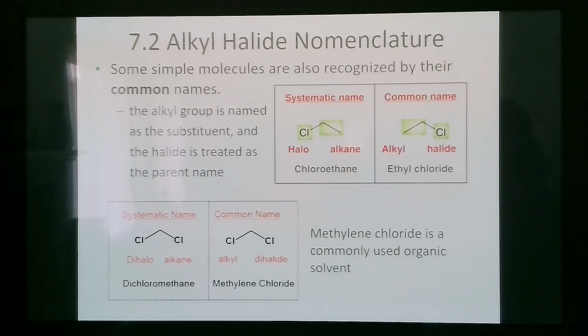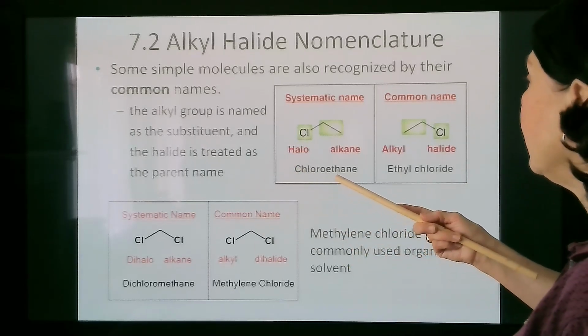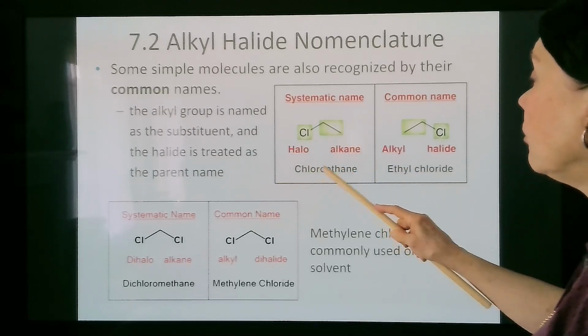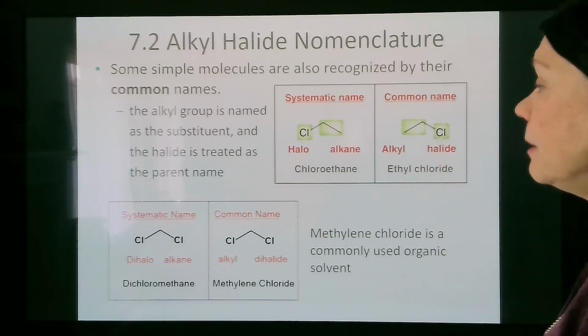Alkyl halide nomenclature. So I've said most of this already. Systematic name: halo, alkane, chloroethane. The common name is ethyl chloride.